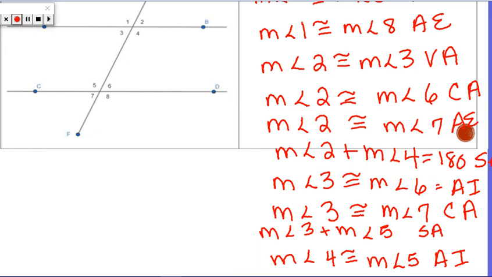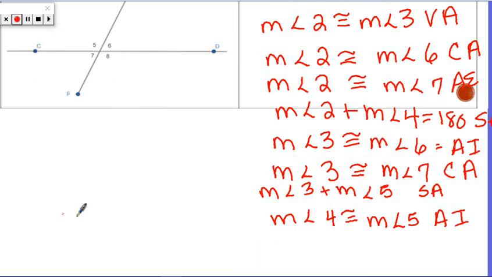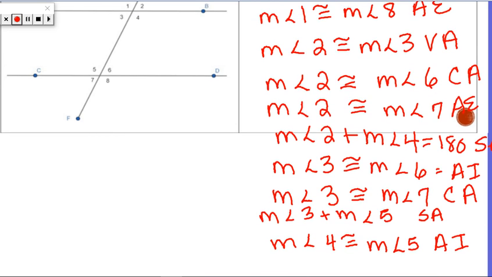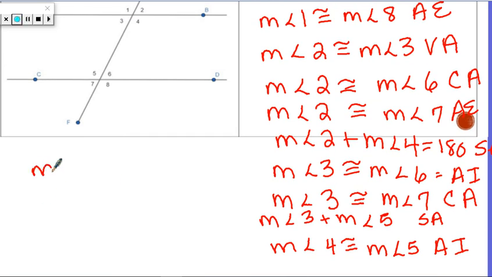The measure of angle 4 is congruent to the measure of angle 8, and those are called corresponding angles. So I'm going to write CA for short. So you see how this is at the bottom of the top line and this is at the bottom of the second line. So these two angles, they're in a corresponding position, so they are going to be the same.